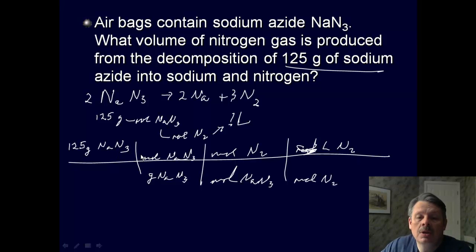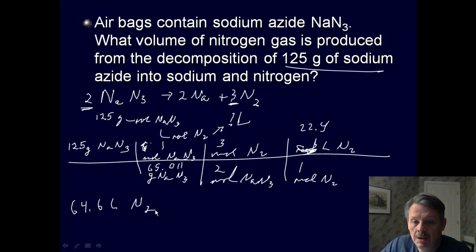Alright, so let's see. 1 mole of sodium azide weighs, I've got to figure out how much that is. Well, if you add up sodium, which is 22.99, and 3 nitrogens, which are each 14.007, you come up with 65.011 grams of sodium azide. Now, what's my relationship of sodium azide to nitrogen? Well, it's 2 to 3. That's a 2. That's a 3. And I'm trying to go from moles of nitrogen to liters of nitrogen, and that's 22.4. Right, so I multiply across the top, divide by everything on the bottom, and I get 64.6 liters of N2.